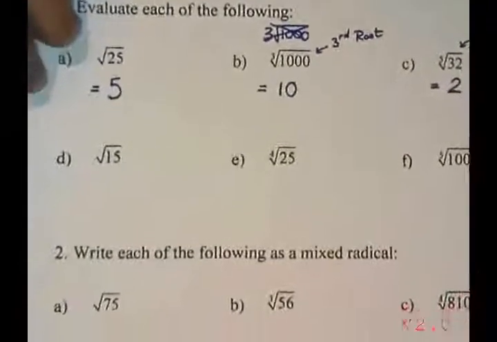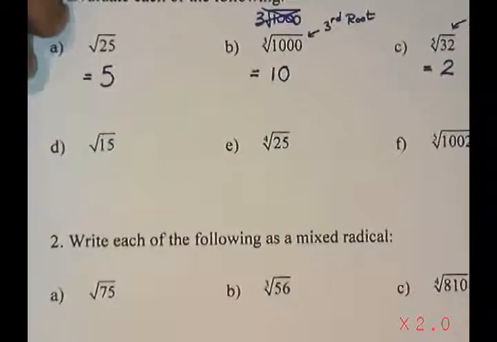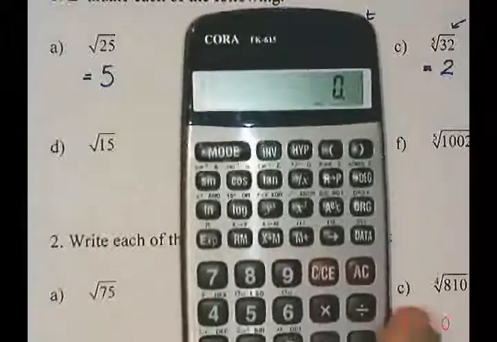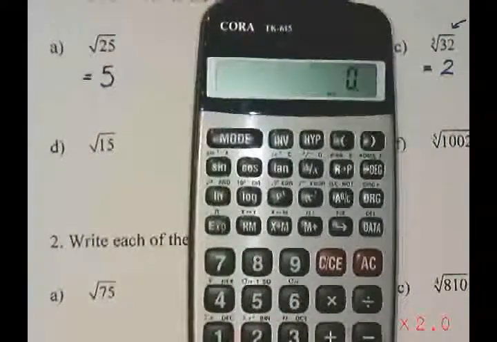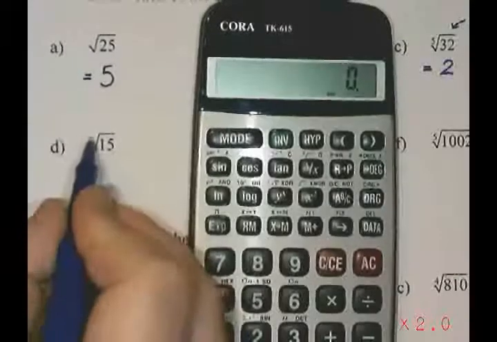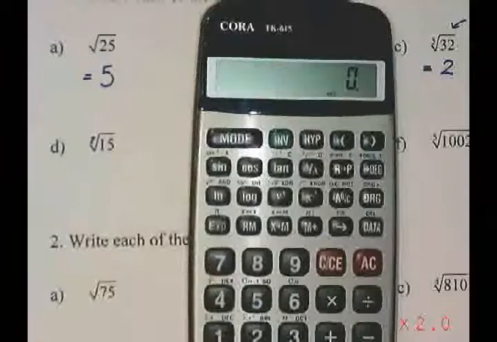So for the next 3, I'm actually going to evaluate these on my calculator. So the square root of 15, if you know where your square root button is, you can just use that. Or the number in here that we don't see on a square root is actually a little 2.